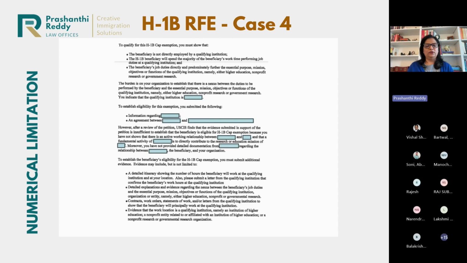Then contracts and work orders to show that there's a relationship between the hospital and the teaching institution, and evidence that the work location is a nonprofit, right? The way to show that is showing their tax exempt status. So a tax return should be sufficient. So this is some of the information needed in this situation. Next slide.